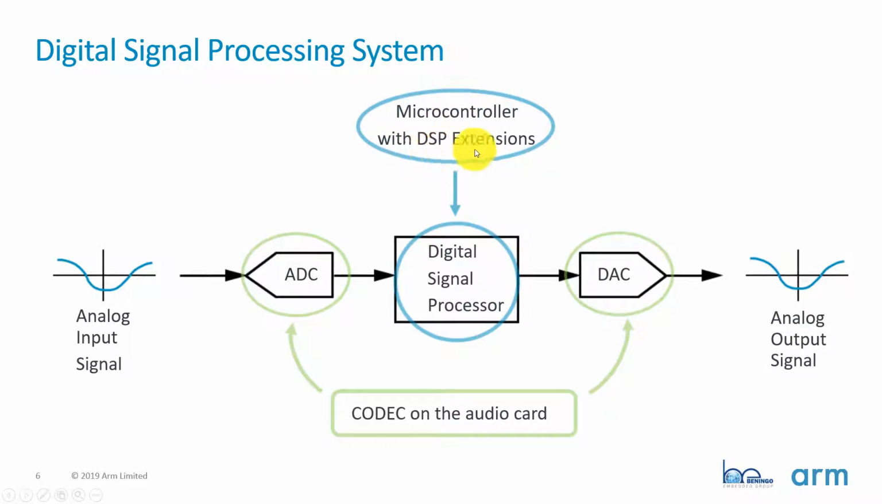And what the DSP extensions allow us to do is perform very complex mathematical functions very efficiently on a microcontroller. Now, a traditional DSP is very good at doing math, but it isn't very good at interacting with the outside world. Whereas our general purpose microcontroller is very good at interacting with the outside world, but if it doesn't have the DSP extensions, it's not that great at doing math very efficiently.